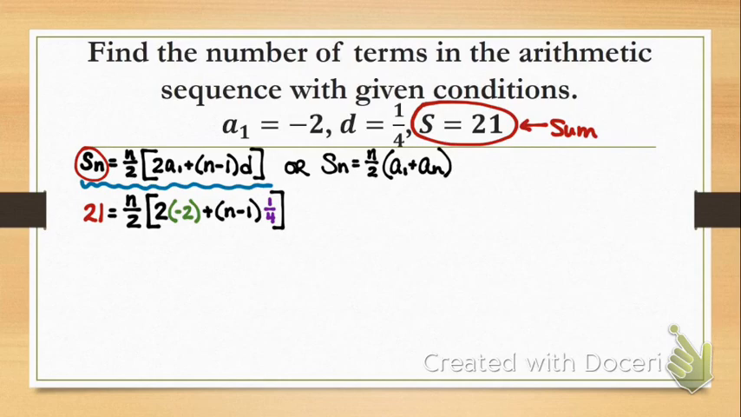Yep, we can distribute this 1/4, and I can multiply the 2 and the negative 2 together. So that would give me negative 4 plus 1/4 n minus 1/4. This is still an n over 2 here, and a 21.